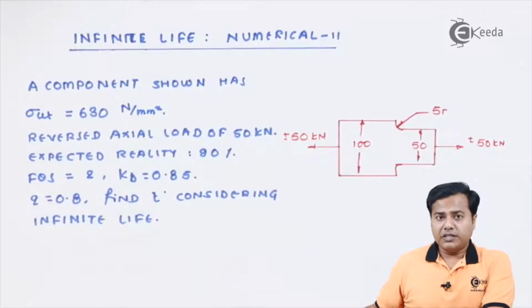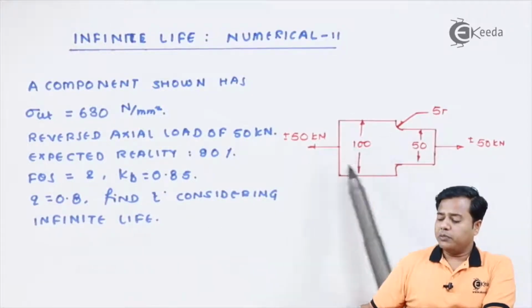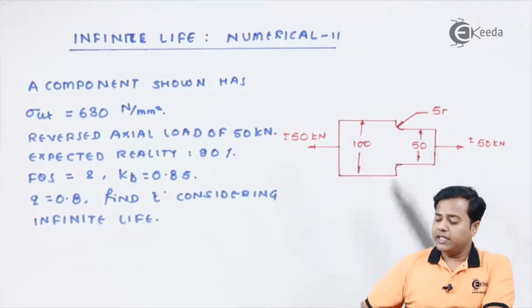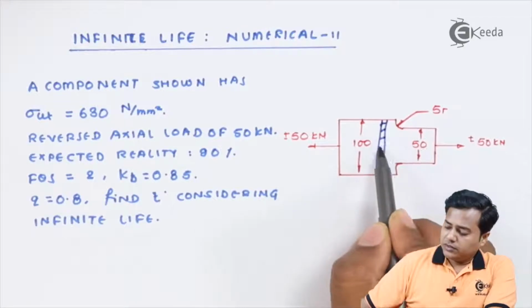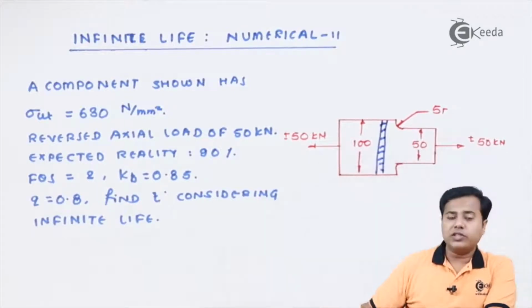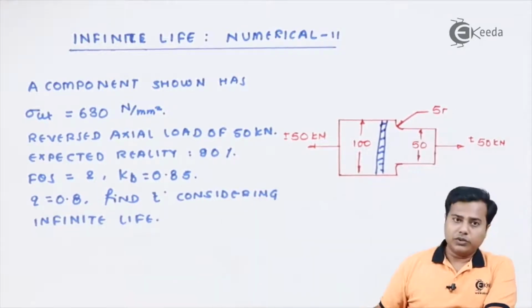So the problem statement is there in front of you. We have been given this particular product which has certain thickness with it. Let's mention it. So there is a variation in the cross section. Thickness is same for both.